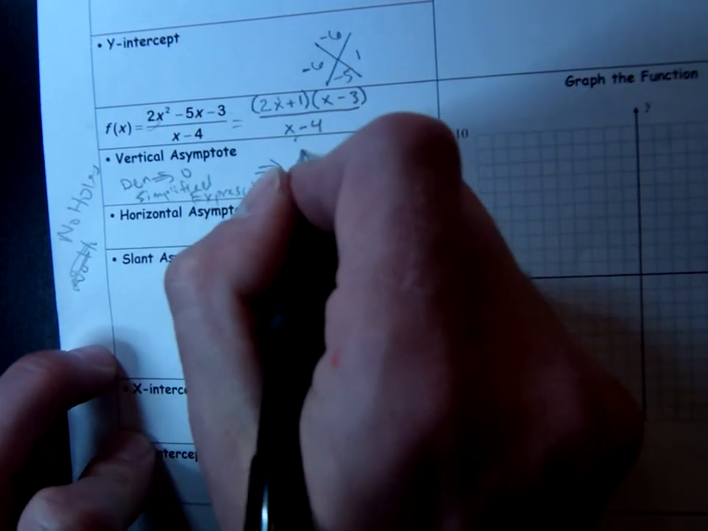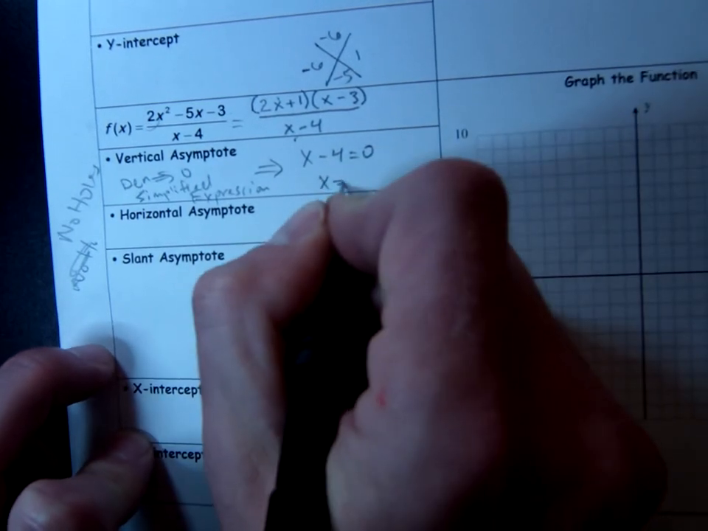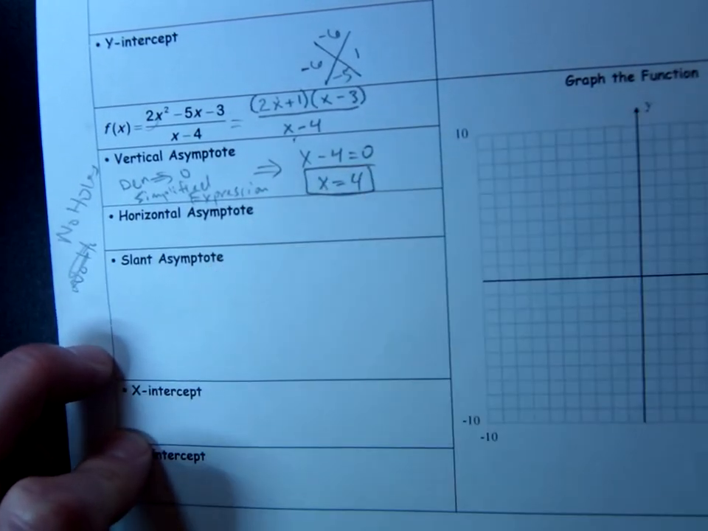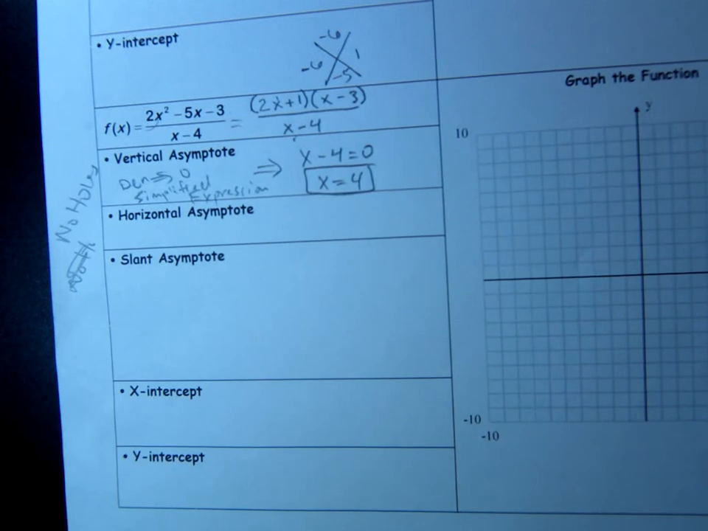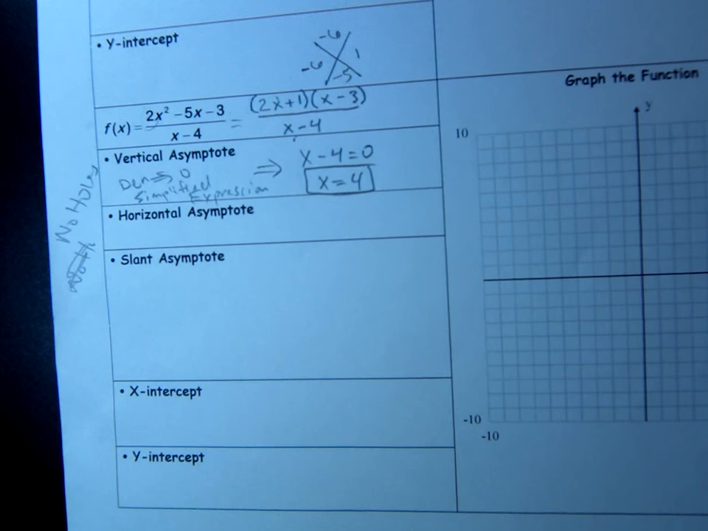So in this case, we're just going to see when x minus 4 is equal to 0. And that happens at x equals 4. So we will have a vertical asymptote at x equals 4. So again, that's giving us information of where we can and can't build our graph in the middle of our graph.